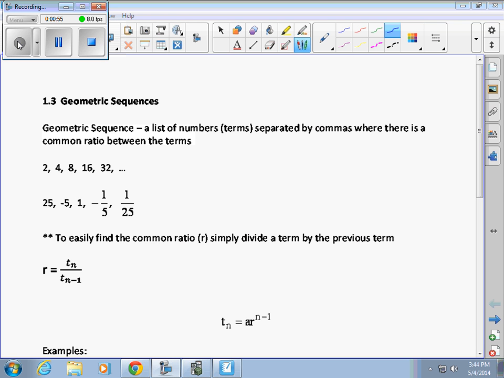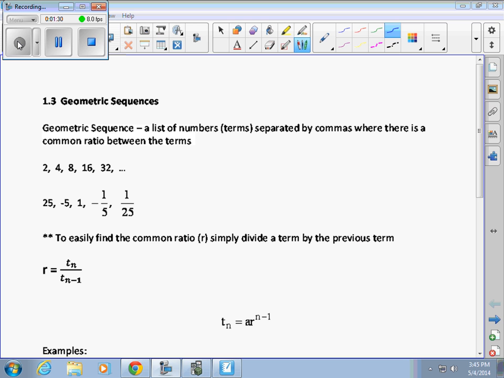So 2, 4, 8, 16, and 32 are examples of a geometric sequence. We have a comma in between the terms, and if you go 4 divided by 2, you get 2. 8 divided by 4 is 2. 16 divided by 8 is 2. So I'm always going up by either dividing the one term behind by whatever the common ratio is to get the term in front, or multiplying by the same number to get the next term.